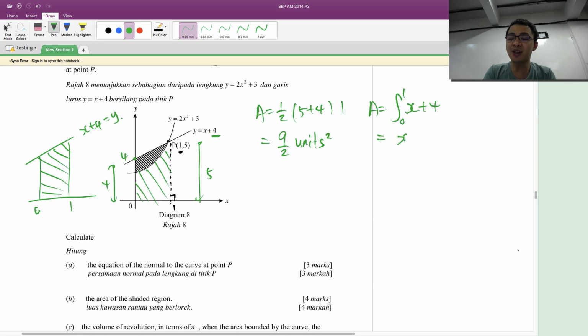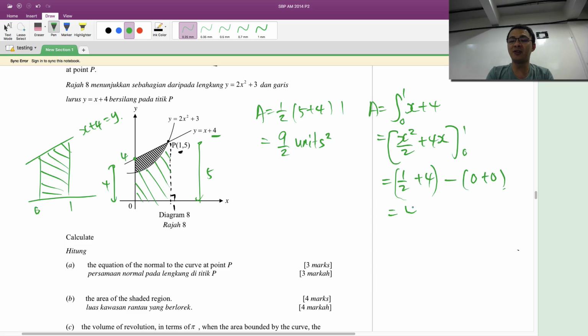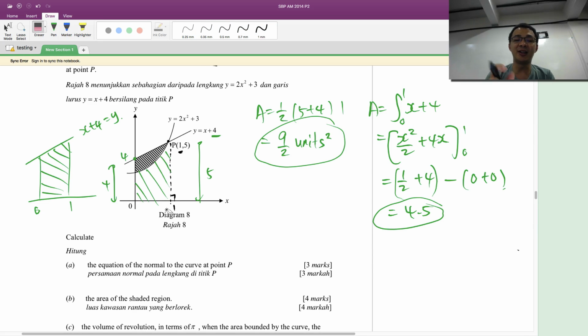Okay, so this is x squared over 2 plus 4x, and then this is 1, 0. Substitute 1 into here, I get 1 over 2 plus 4. Minus, substitute 0 into here, I will get 0 plus 0. So therefore this is 4.5. Exactly, they are the same. 9 over 2 is 4.5. So you can use both ways to find the trapezium area. This is the trapezium.